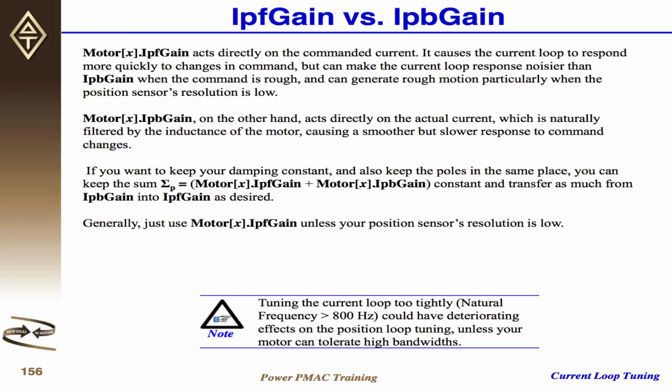And lastly, making your current loop needlessly responsive, like greater than 800 hertz, can actually cause problems in the servo loop because it's just so jittery, it will respond probably too quickly to changes.